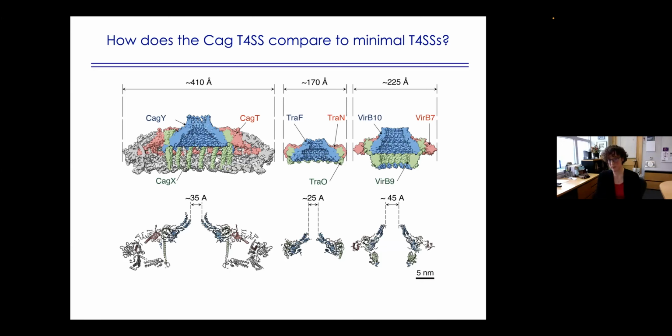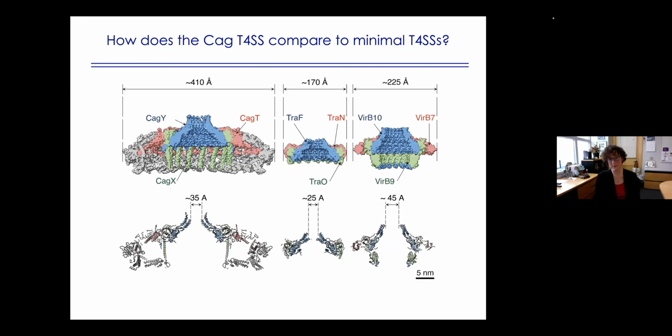The other thing that we could look at was how different this large complex T4SS is compared to the structures of the more minimal complexes. And we had hypothesized that maybe the Cag T4SS, because it only secretes one protein, might have some sort of different type of channel that goes through the outer membrane, or at least a different size. And that did not seem to be the case.